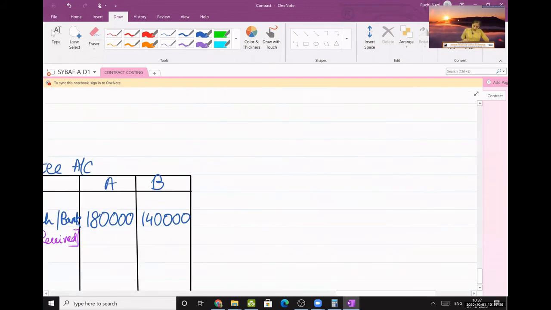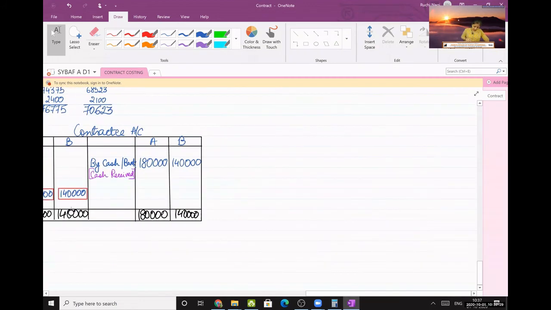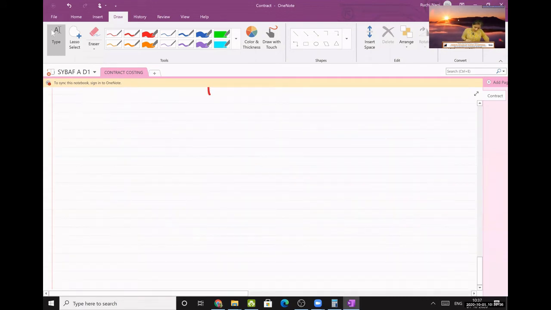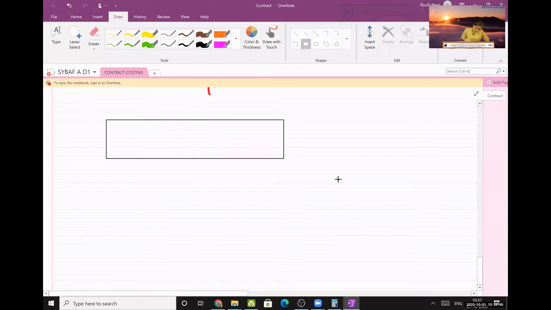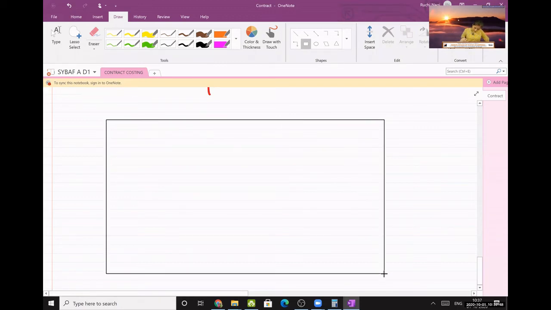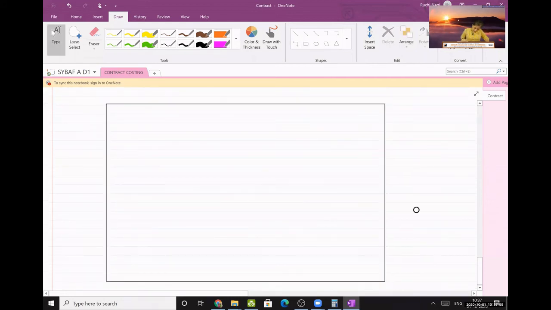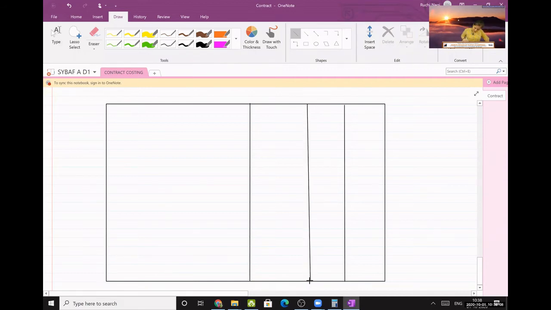राइट? ओके, now let us make the balance sheet extract. ठीक है, same thing, now we will make a balance sheet extract. बैलेंस शीट एक्सट्रैक्ट, you don't need a much bigger balance sheet, बस सिर्फ दिखाने के लिए, presentation style के लिए चाहिए. टैली तो होगा नहीं, मैंने बोला था आपको, उसके लिए हमको ओपनिंग ट्रायल बैलेंस चाहिए. Just for presentation purpose, they have asked you a balance sheet extract in the question.